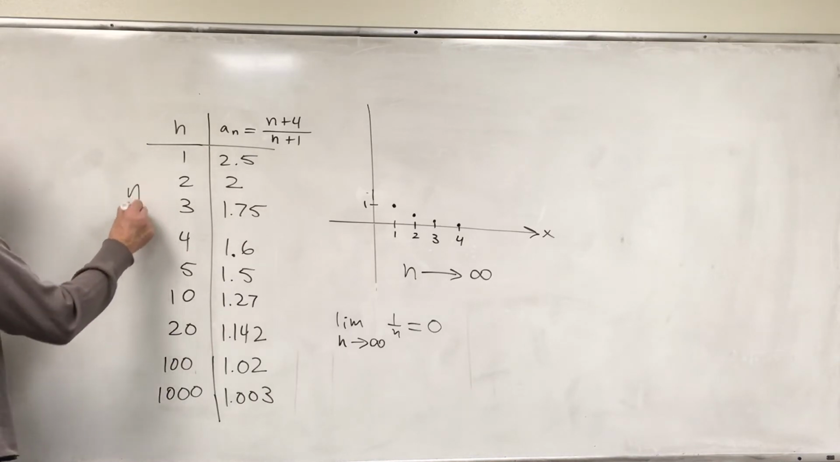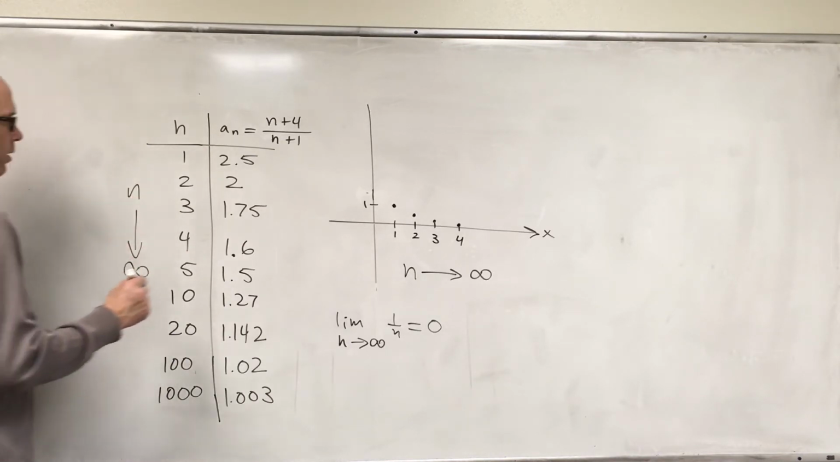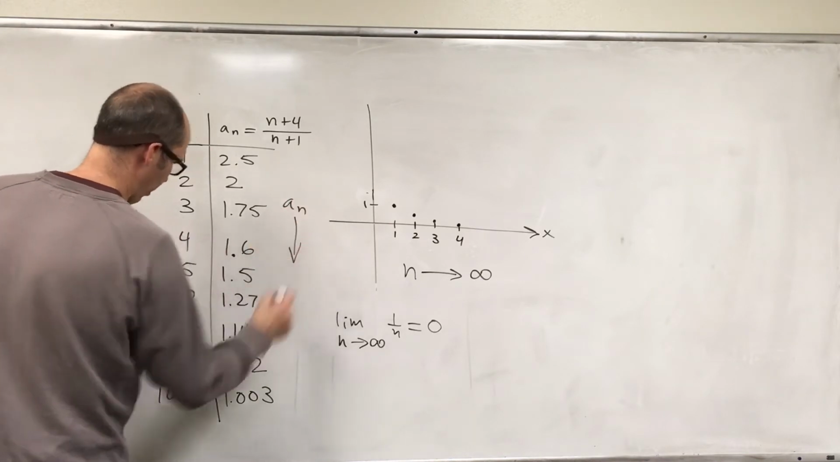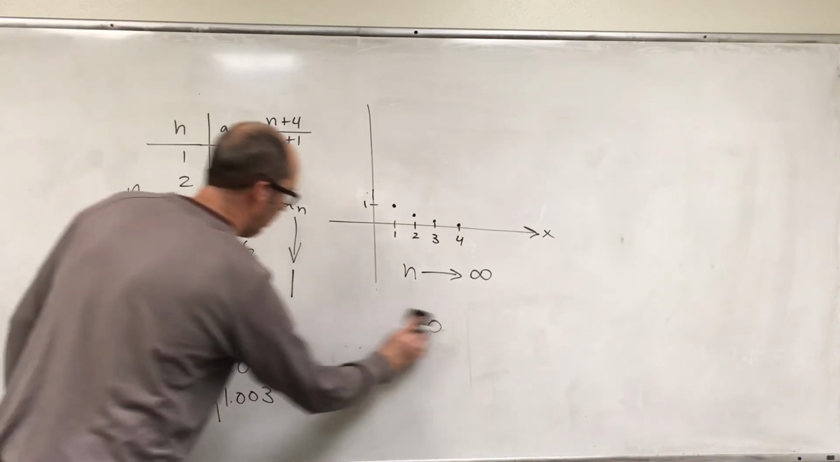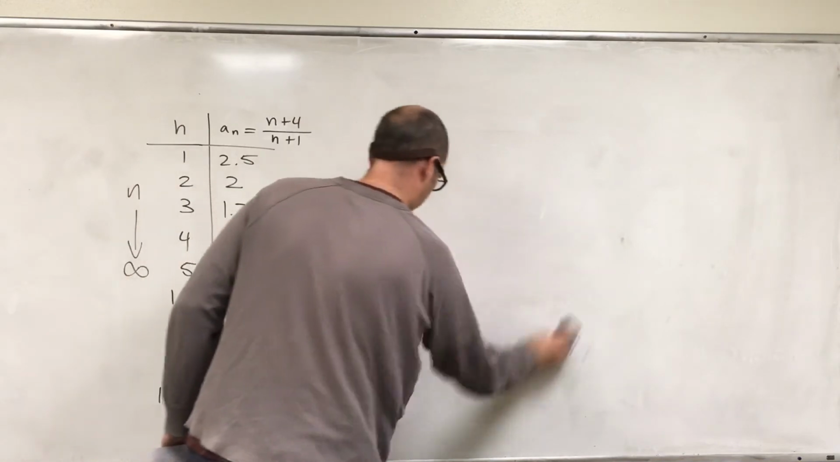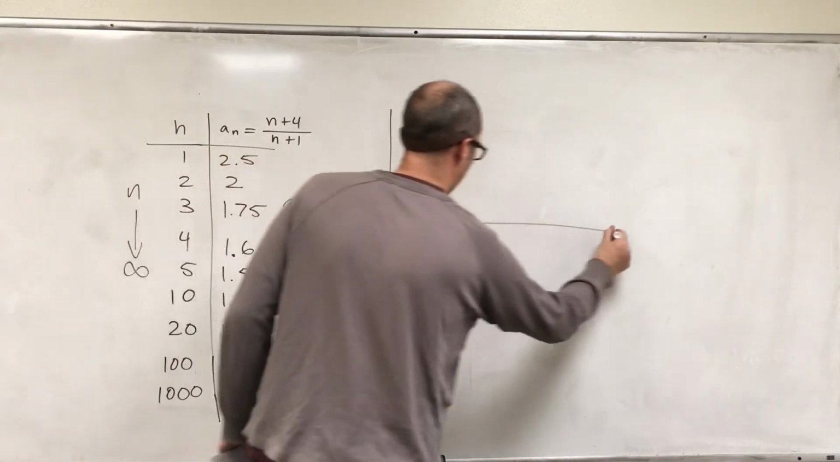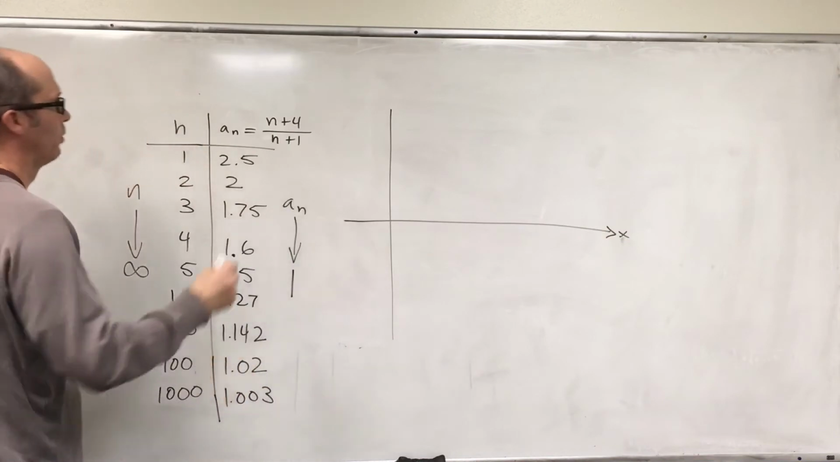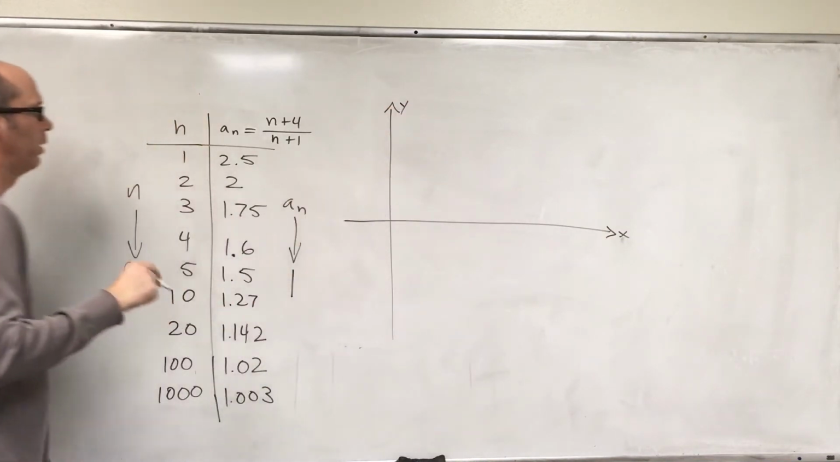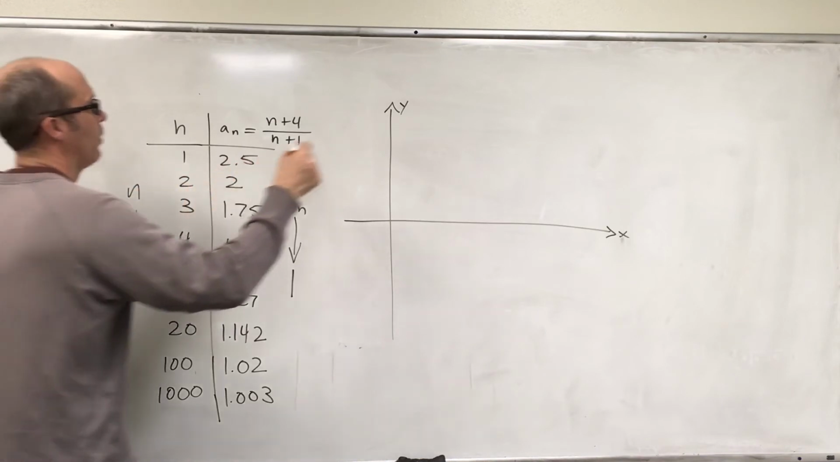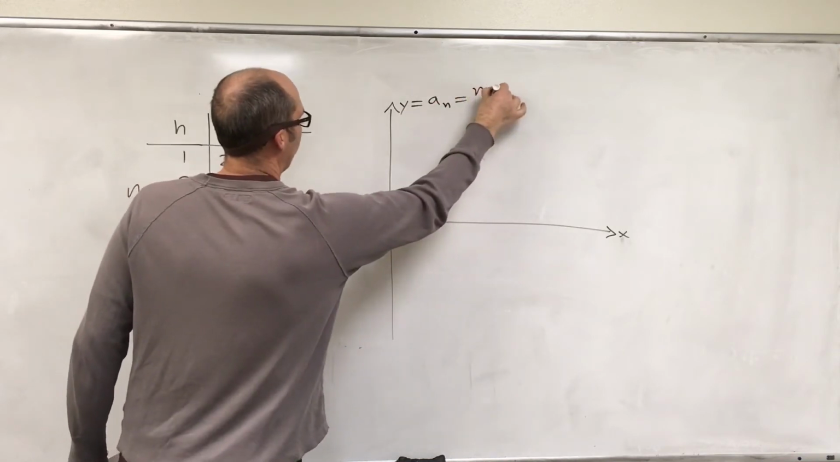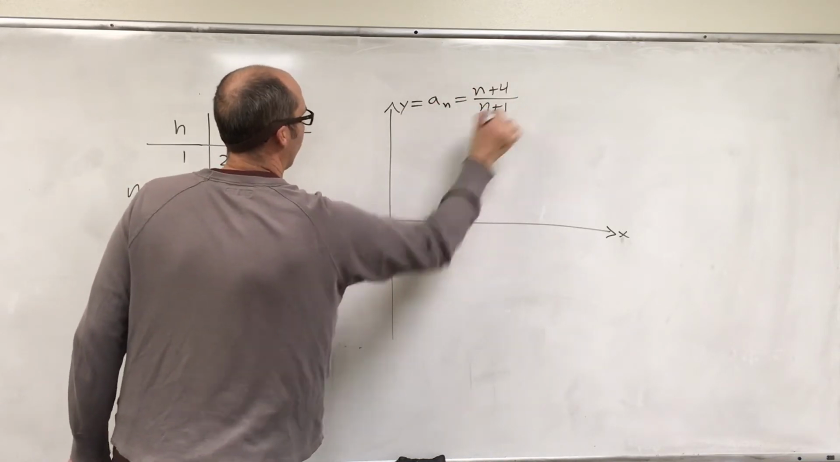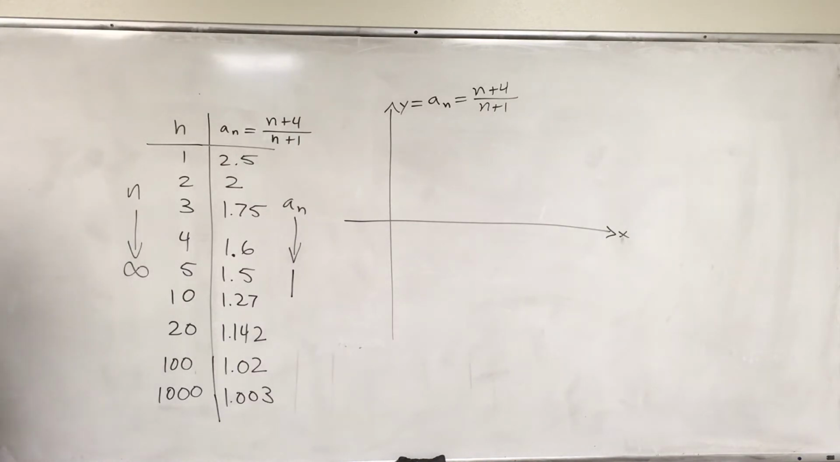So here, as n gets big, an approaches a specific number. You can start to see what that is. It's going to be approaching 1. So remember, y is going to be an, in this case, which is n plus 4 over n plus 1. Okay, so we're approaching 1.